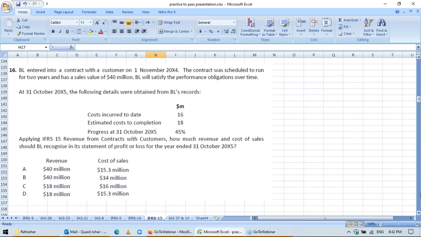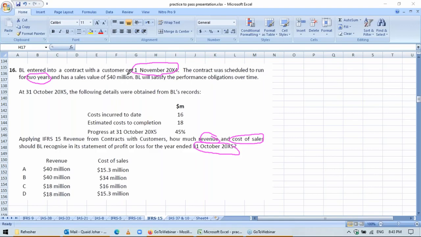So now what happens over here is that they've asked you for the revenues. In this question 16, let me mark the important areas. How much revenue and cost of sales? This is required. On what date? 31st October 2005. So they entered into the contract on 1st November, and after 12 months this revenue and cost of sales is required. This contract will continue for 2 years. So one year has gone. This is the end of 1 year.